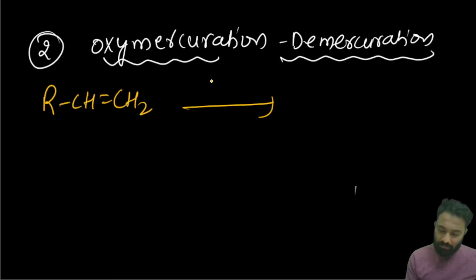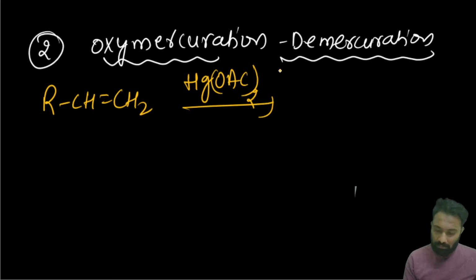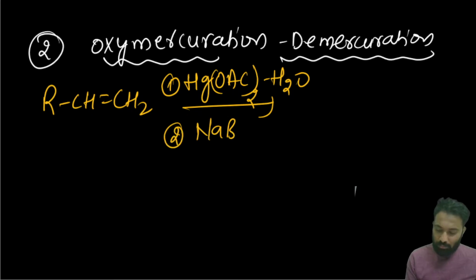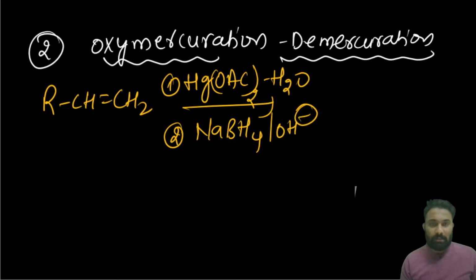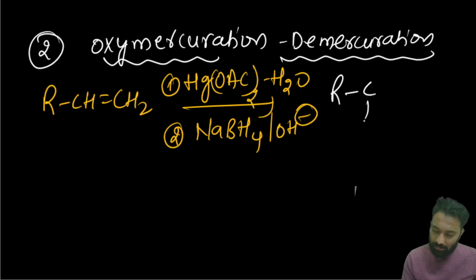Alkene in the presence of, first, oxymercuration: Hg(OAc)2 in the presence of H2O. Now the second one is sodium borohydride in the presence of OH minus. Clear. Now this is the reagent. Now with this reagent, what product will we get? Now this is the product we will get.